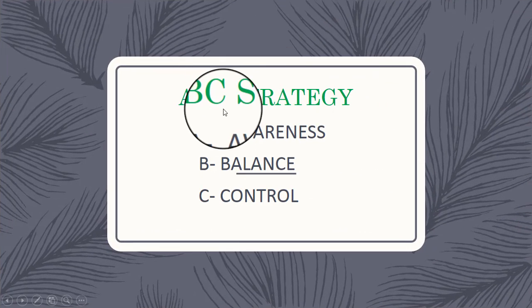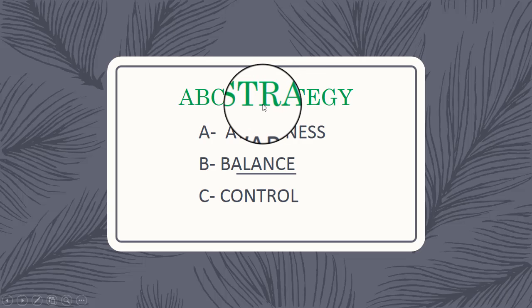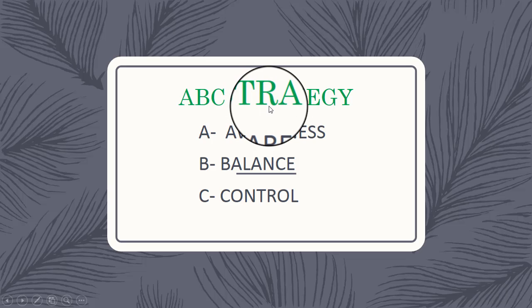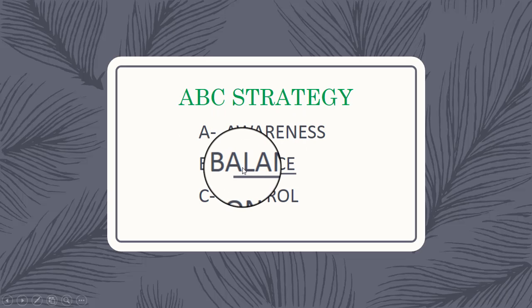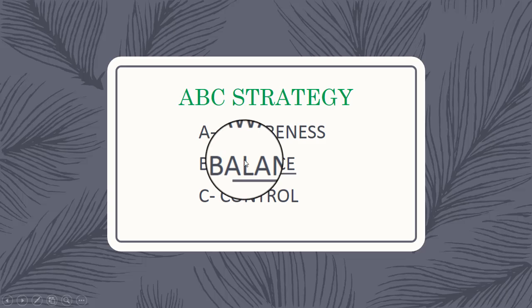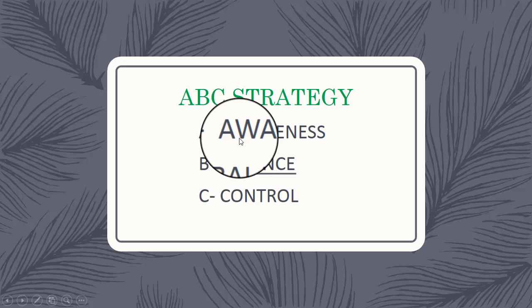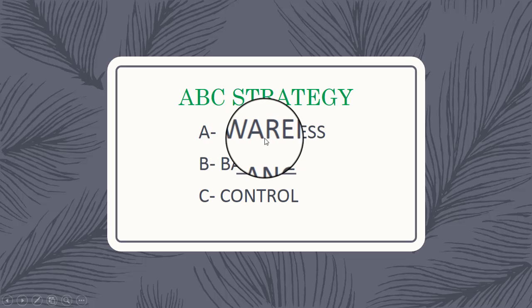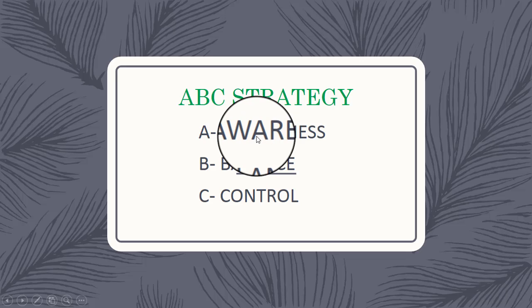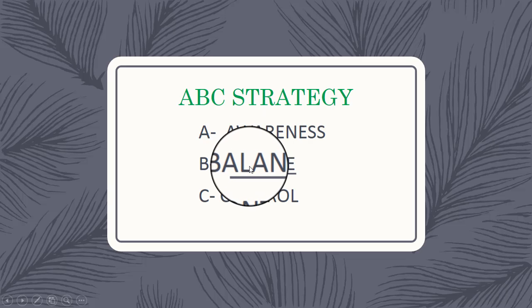Now next, what is the ABC strategy? The ABC strategy is a strategy which is used to control stress. A stands for awareness, B stands for balance, and C stands for control. In awareness, what you have to do is find out what causes you stress. How do you react? So this comes under awareness.